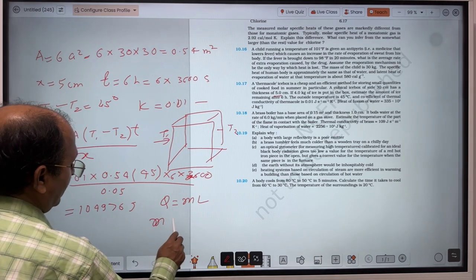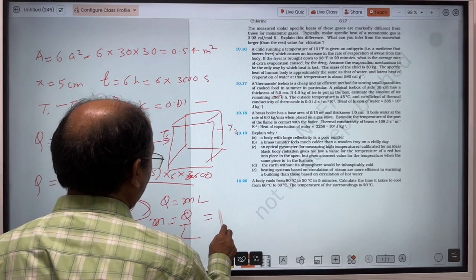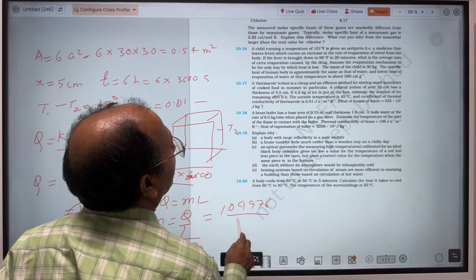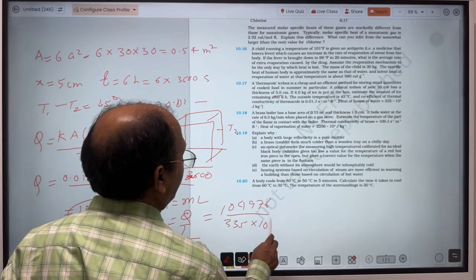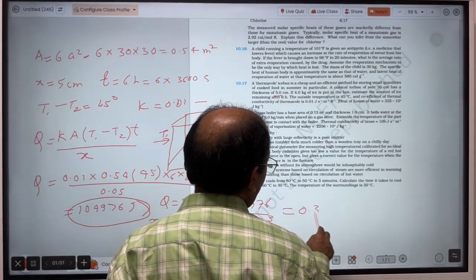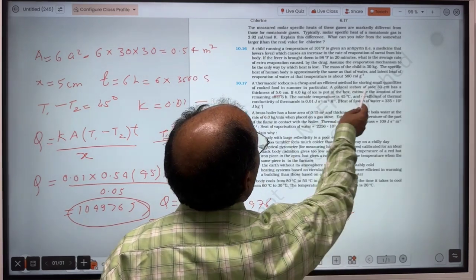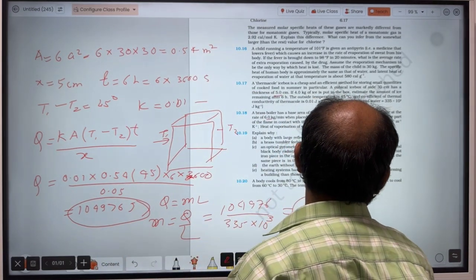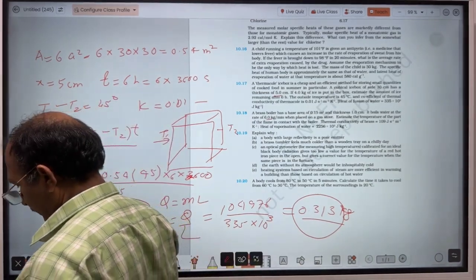So m equal to Q upon L, and Q we have got this. Latent heat we can divide: 104976 divided by latent heat, which is given as heat of fusion, 335 into 10 to the power 3. Now simplify, this will come out to be 0.313 kg, right? So this much ice melts, then the remaining ice, what was the amount in the beginning, you can subtract. 6 kg it was in the beginning, and this much is melted, then the remaining amount you can easily calculate.